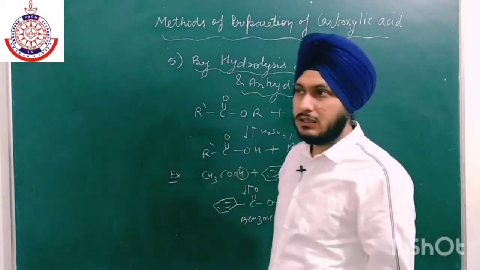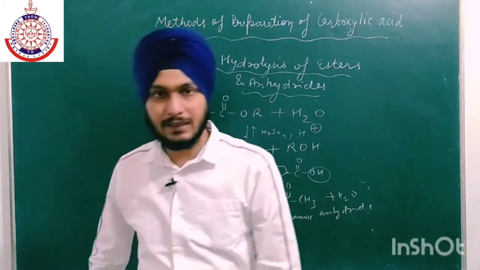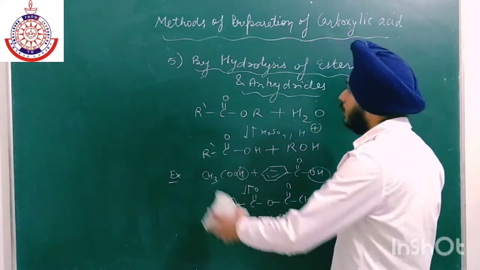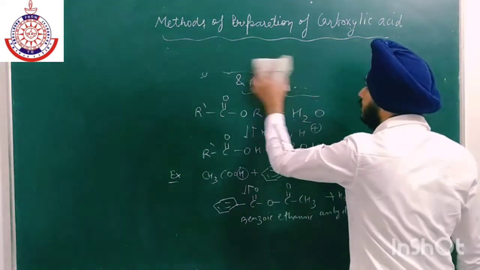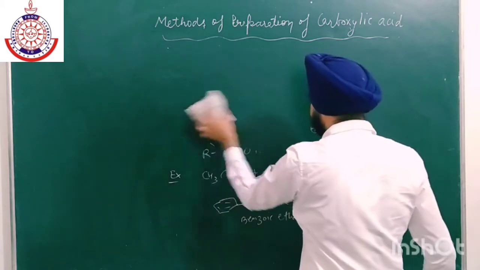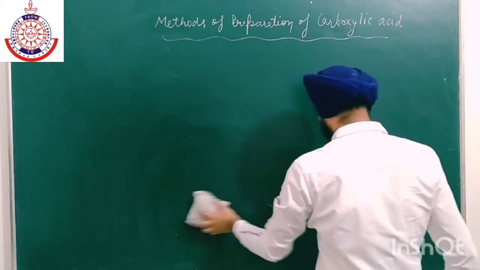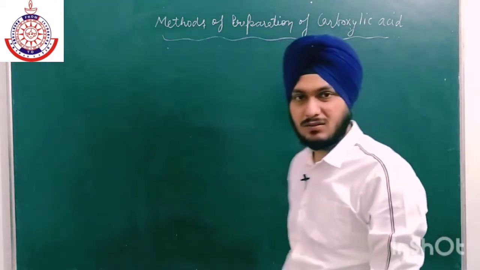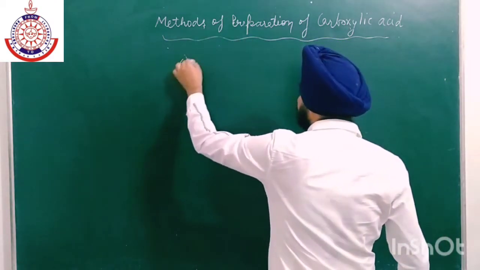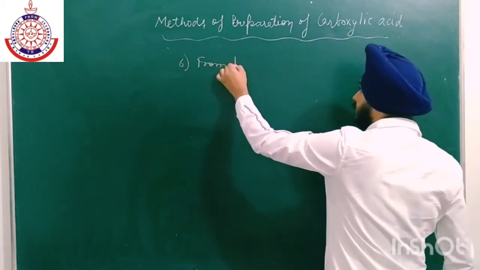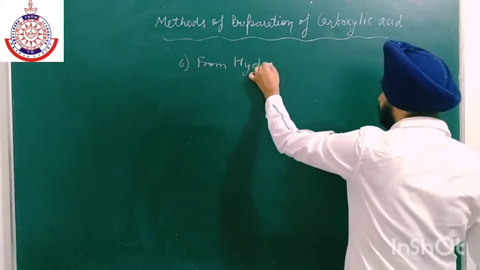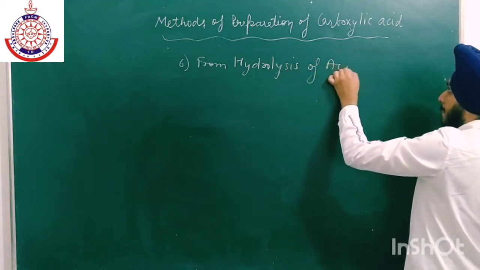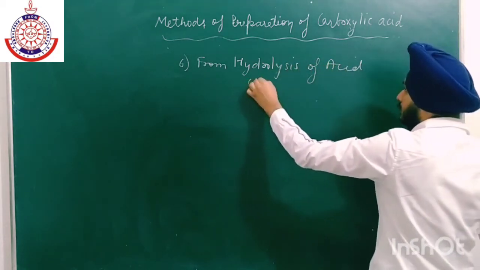Now the next method is from acid chloride. We can also form carboxylic acid from acid chloride. By acid chloride, this is the sixth method. So this is also the hydrolysis of acid chlorides.